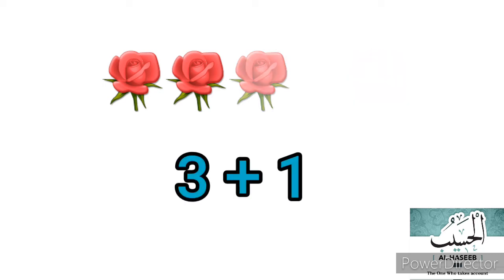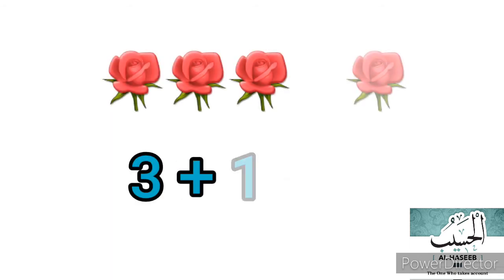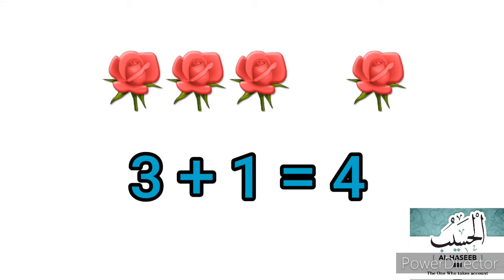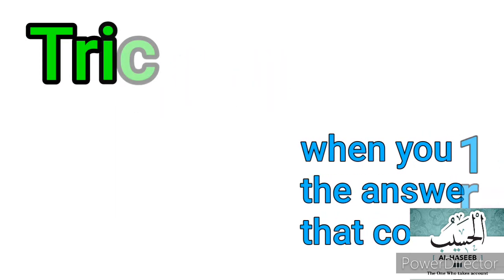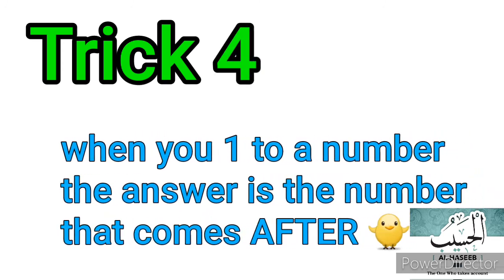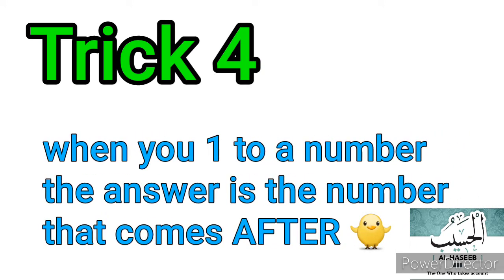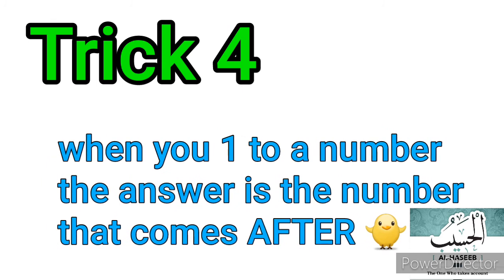Friends, there are 3 flowers and adding 1 more flower. So 3 plus 1. Can you find out the answer? Yes. 3 plus 1 equals 4. Friends, so that we can say when you add 1 to a number, the answer is the number that comes after.